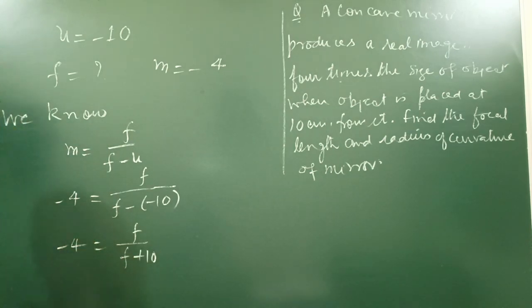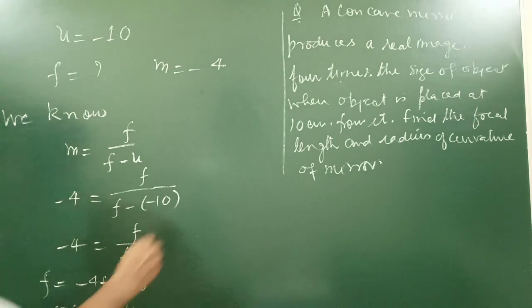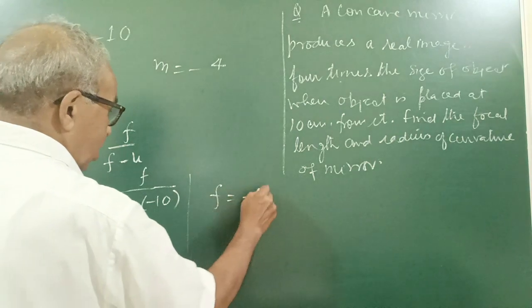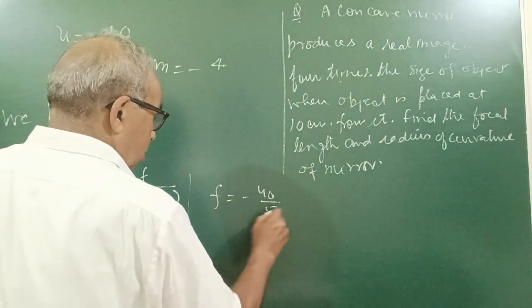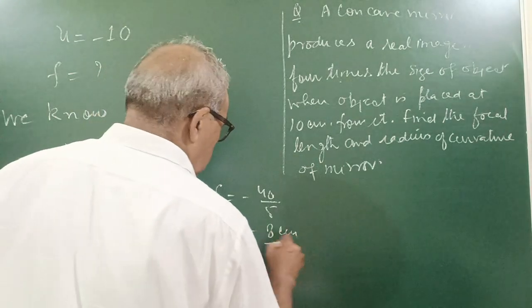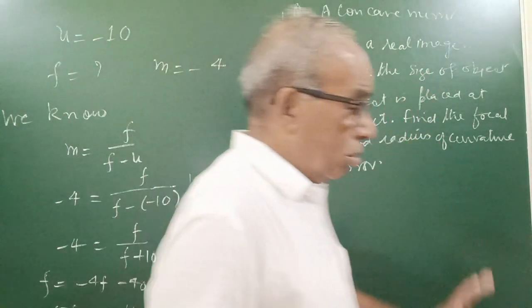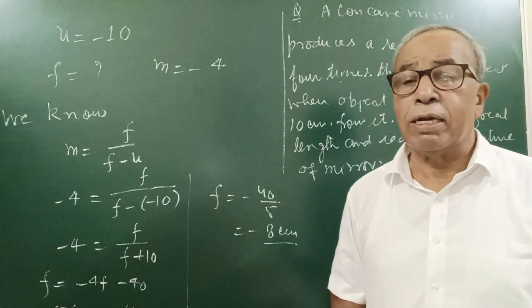Cross multiplying, you get minus 4f minus 40 is equal to f, or 5f is equal to minus 40, or f is equal to minus 40 by 5, minus 8 centimeters. So the focal length is 8, and the object is placed at 10. You can verify your answer.